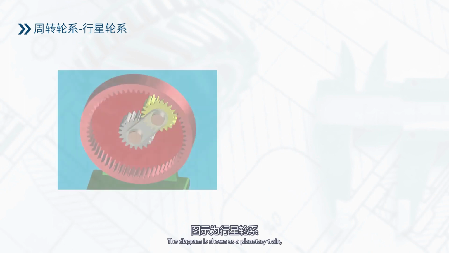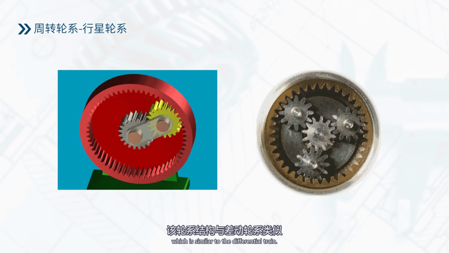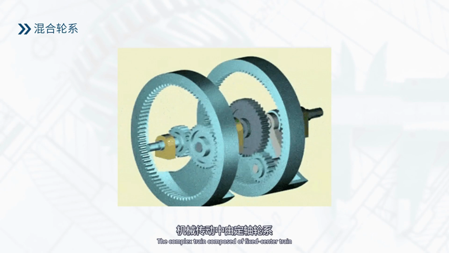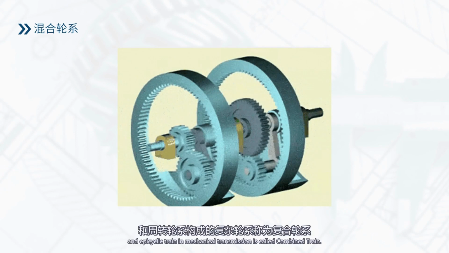The diagram shows a planetary train, which is similar to the differential train. At least one gear has an unfixed axis. The difference is that the planetary train has a central gear speed of 0. The complex train composed of fixed center train and epicyclic train in mechanical transmission is called a combined train.